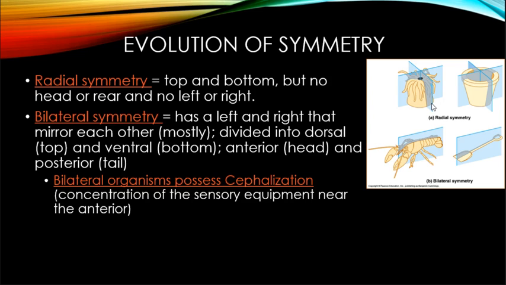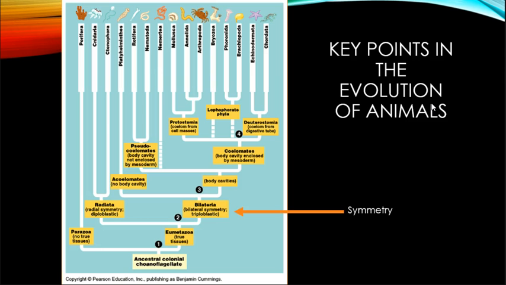Bilateral organisms possess something really important, and that's called cephalization. That simply means that they have a head that has sensory organs. Your sensory organs in your head would include things like your eyes, your mouth, your nose, your ears, and your brain puts all of that information together. So then here's symmetry, okay?